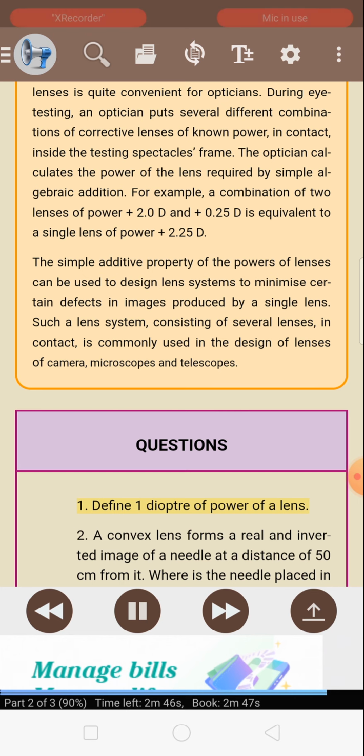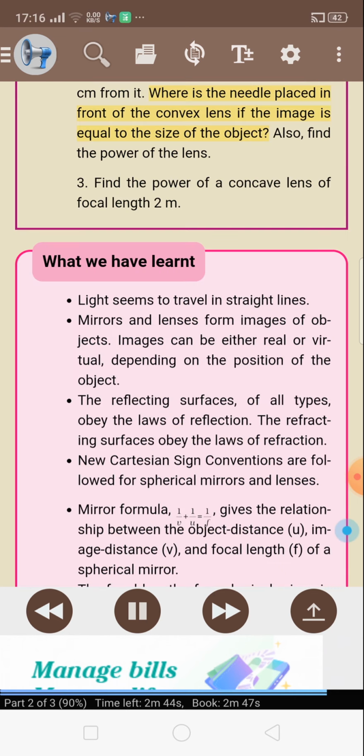Questions. 1. Define 1 diopter of power of a lens. 2. A convex lens forms a real and inverted image of a needle at a distance of 50 centimeters from it. Where is the needle placed in front of the convex lens if the image is equal to the size of the object? Also, find the power of the lens. 3. Find the power of a concave lens of focal length 2 meters.